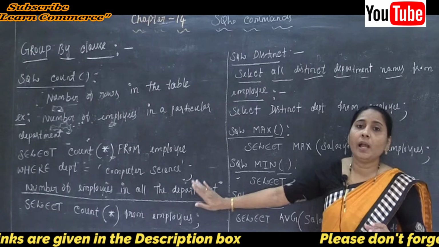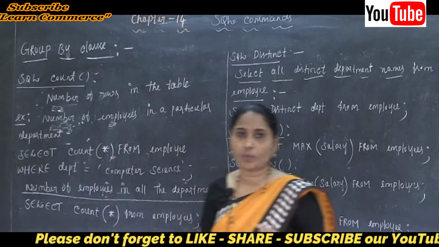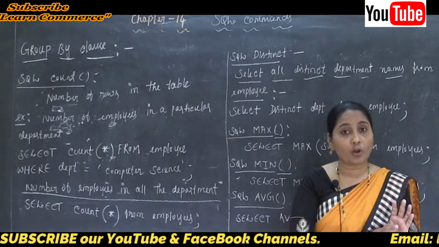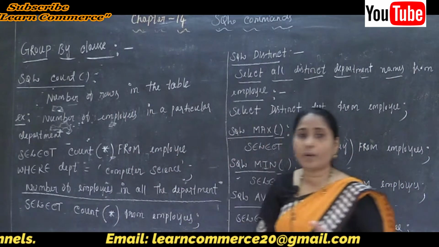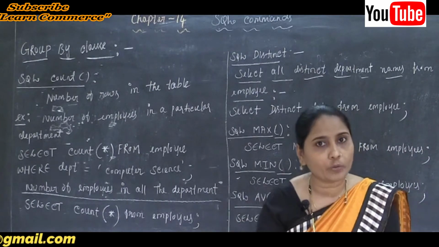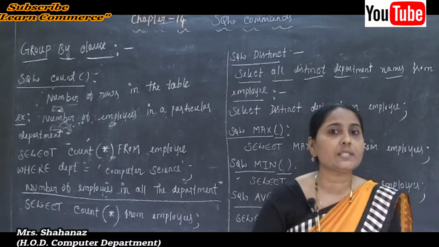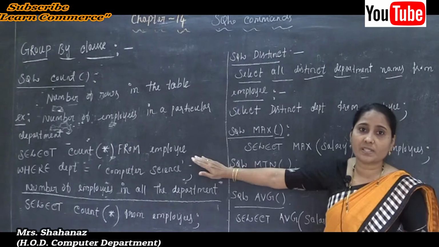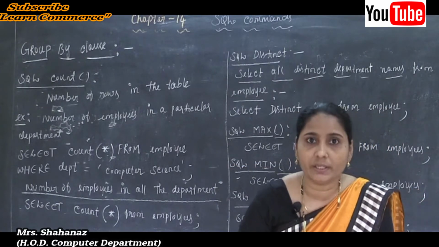So the use of SQL COUNT is to return the number of records in the table, how many records there are, by using the COUNT function. We can use it with the WHERE condition or without it. With the WHERE condition, it returns the records satisfying the condition specified in the WHERE clause. Without the WHERE clause, it returns the total number of records in the table.